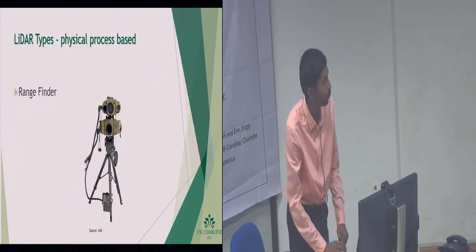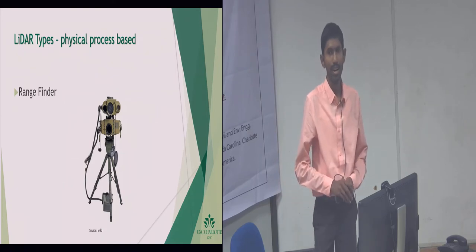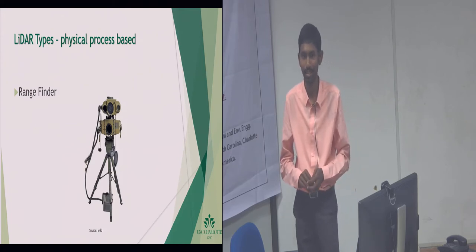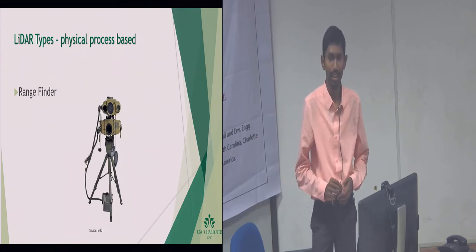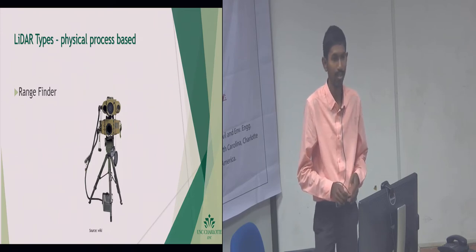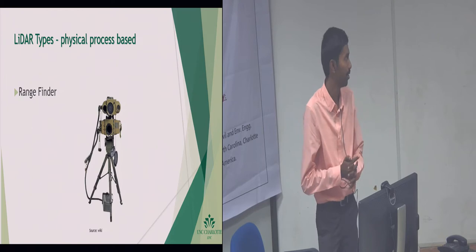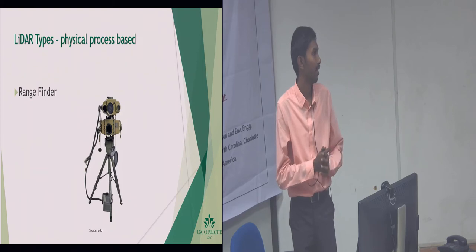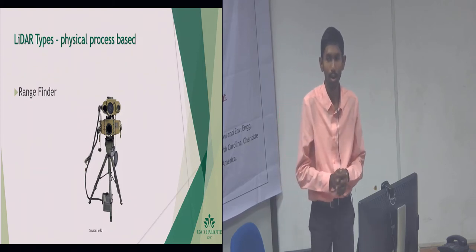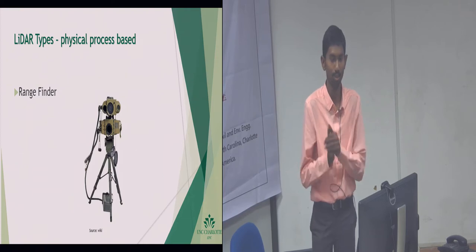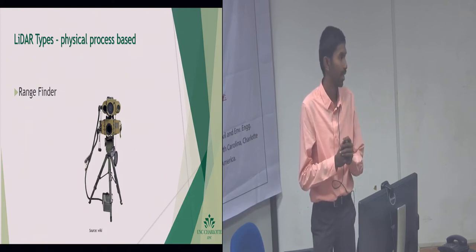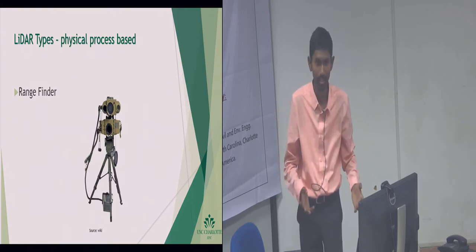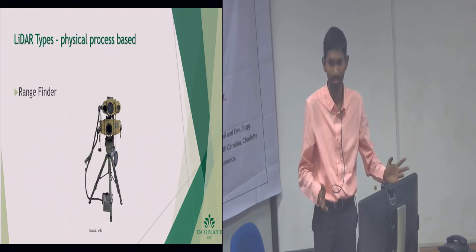So next we move on to the types of LiDAR. LiDAR was first conceptualized in the 1960s, and first used in the 1970s. In the last 10, 20 years, they have been using LiDAR very often. First we have the rangefinder, under physical process based. Physical process in the sense of how the laser is getting used. In a rangefinder, we have just a laser source. The laser gets reflected back, and we measure the time difference, and we just get the distance. That is what this does.